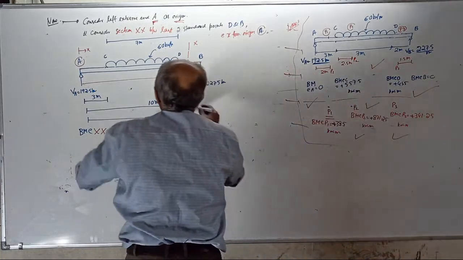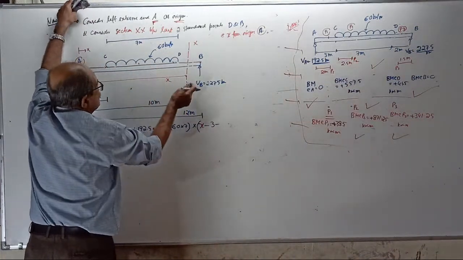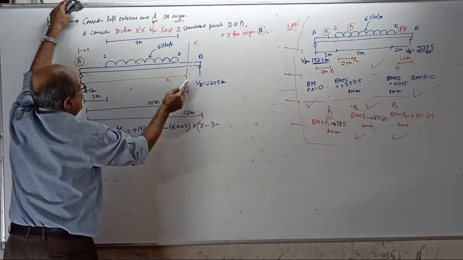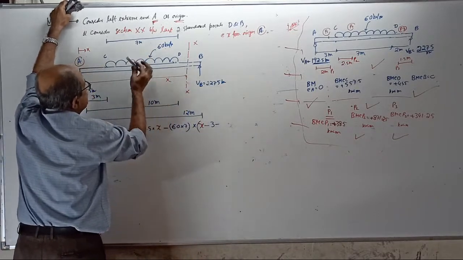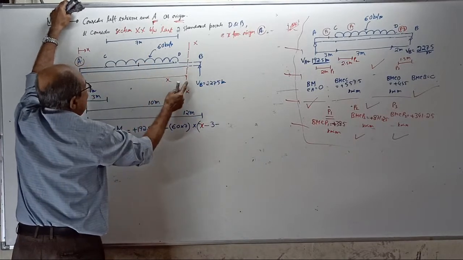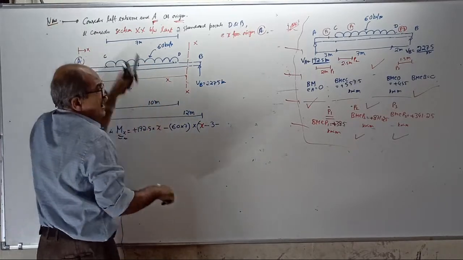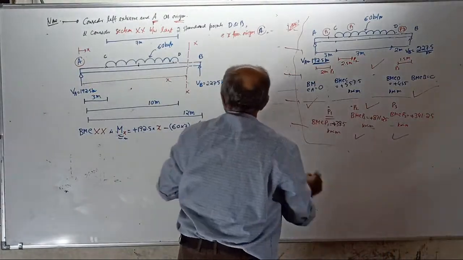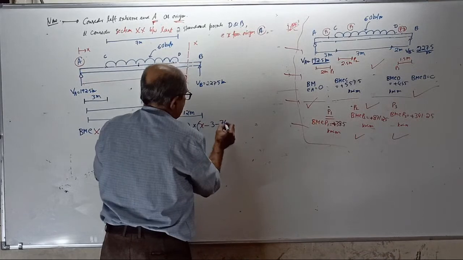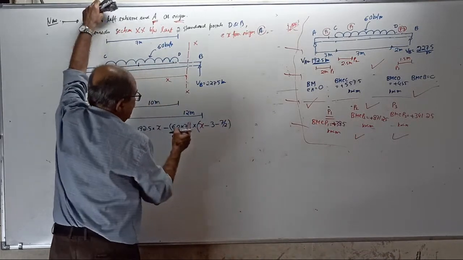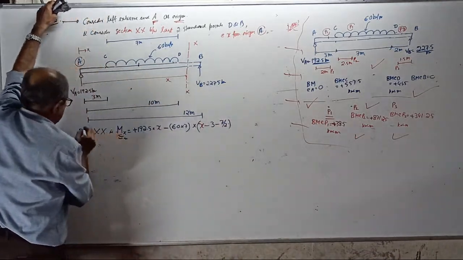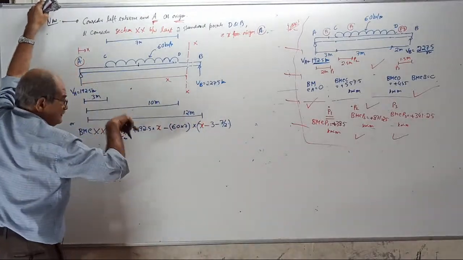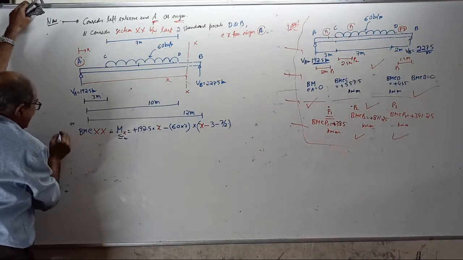See, the center of the UDL is acting here, so the total load is acting here. The distance from the center to here is X minus 3 and also minus 7 by 2. Or you can write once again. You first write this one, then write a second time.